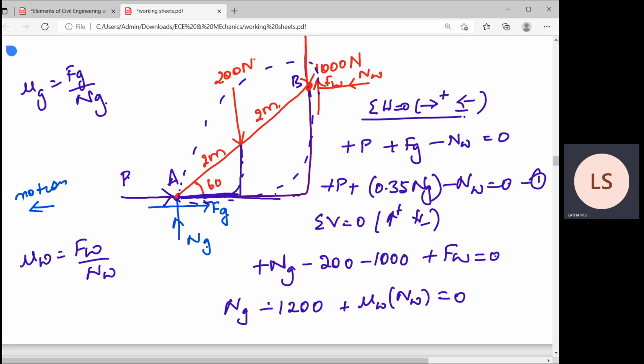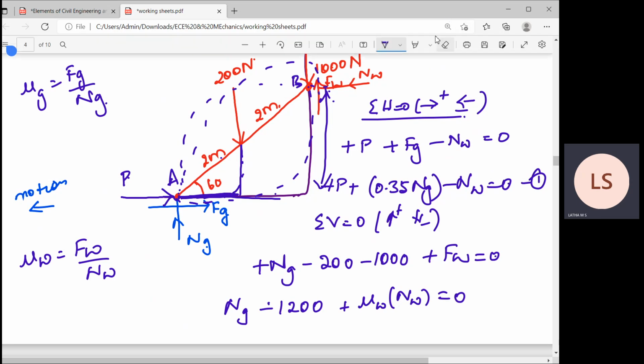Next, coming to Nw. How is the moment taken? The moment is anti-clockwise. So what is the perpendicular distance? Here the perpendicular distance is this. So it will be 4 sine 60 for the triangle. Okay, so I'll be writing here.